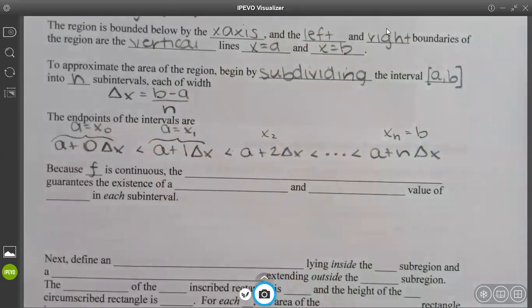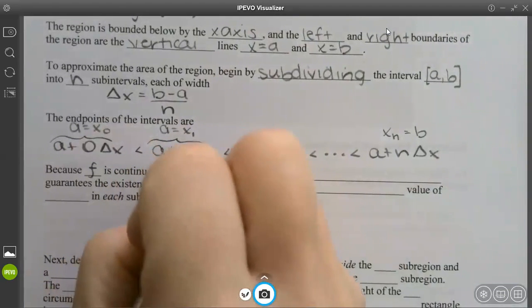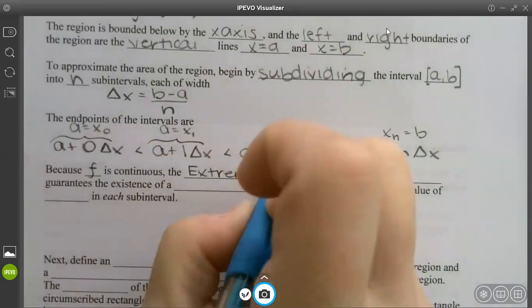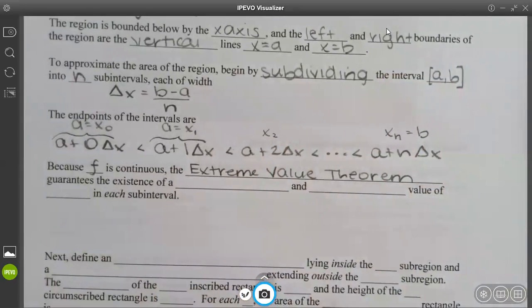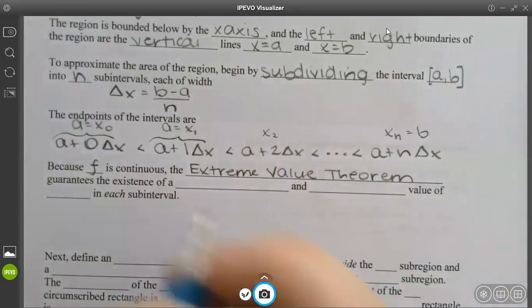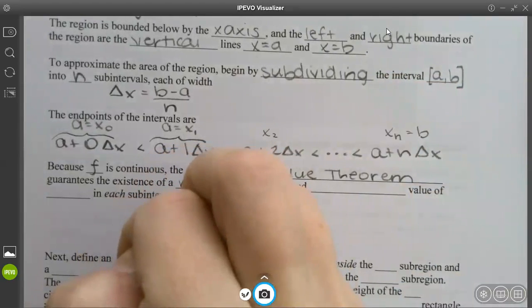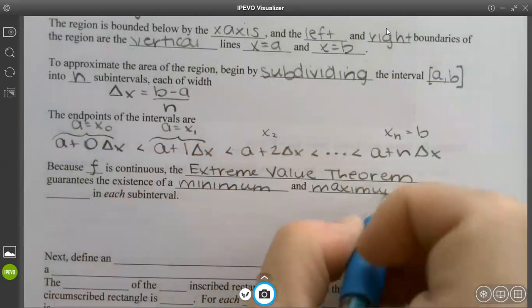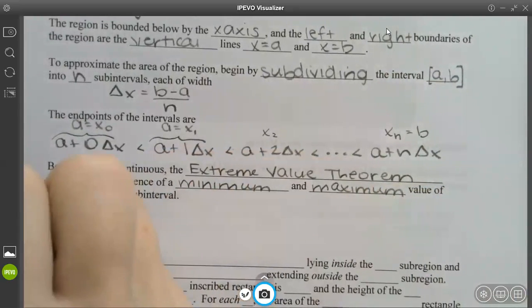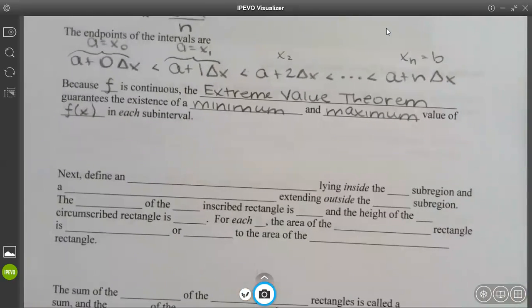Because F is continuous, the extreme value theorem guarantees the existence of a minimum and a maximum value of f of x in each subinterval. Right. So when I write this, it does matter. For the minimum, it's going to be a lowercase m, and for the maximum, it's going to be an uppercase M. So it is not interchangeable. It is specific to that.